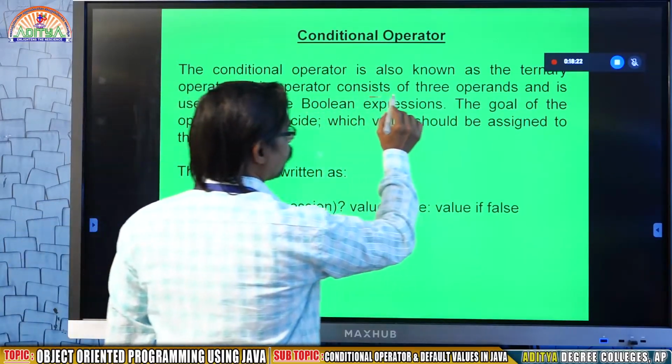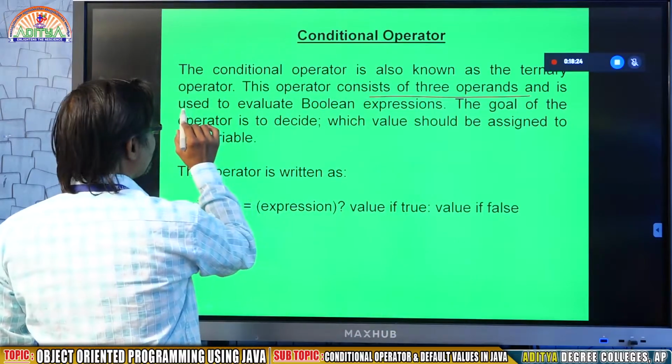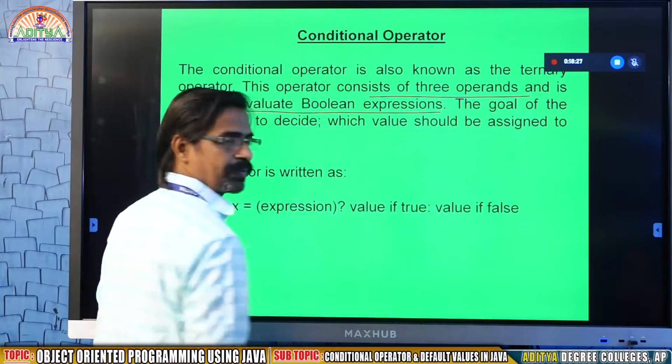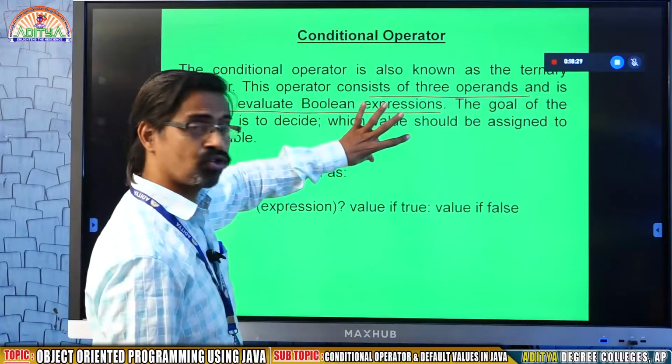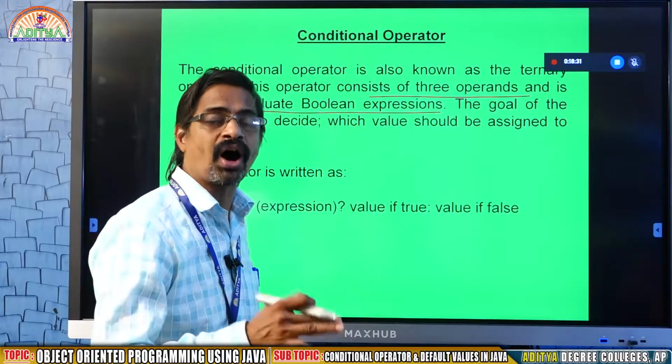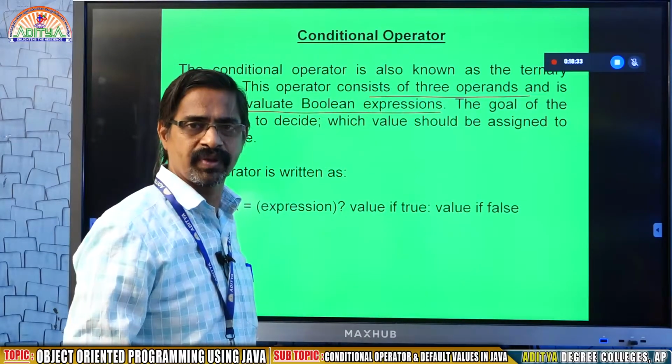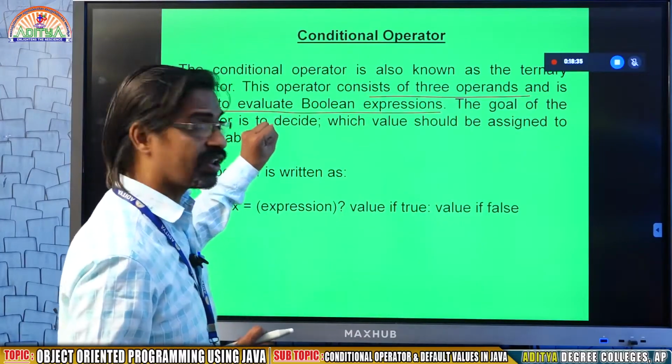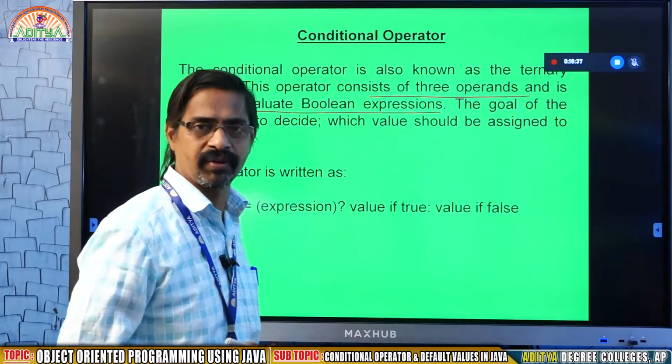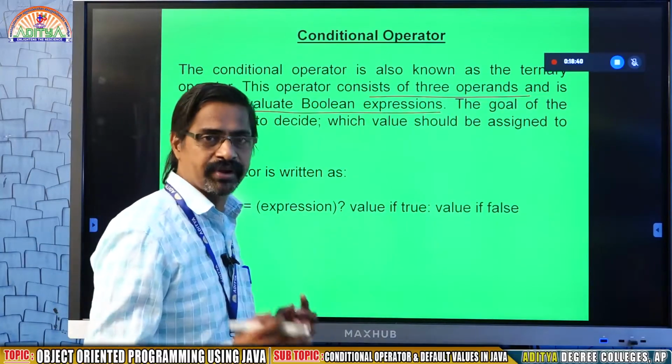This operator consists of three operands and is used to evaluate Boolean expressions. The result it is going to give you is either true or false, just like an if statement. That's why some people call it immediate if. Of course, the scope is very limited compared to the if statement.